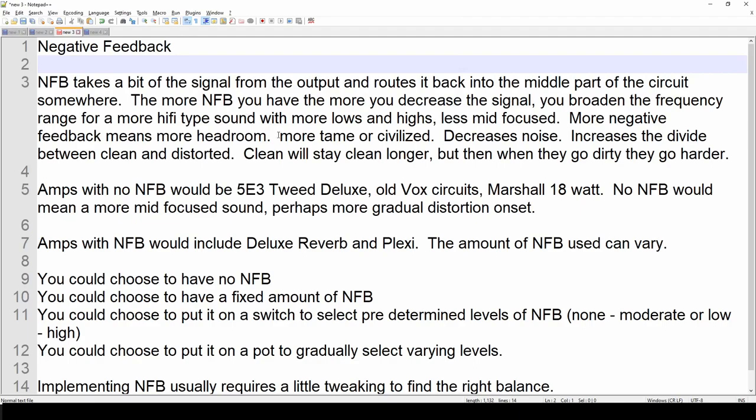So it's going to be lower gain. You're also going to be broadening the frequency range, so less mid-range, more lows and more highs, more balance across all of those for a little more hi-fi type sound. You're going to have more headroom, more tame, more civilized. You're going to decrease noise. And then the biggest thing too is you're going to be changing the way the amp distorts.